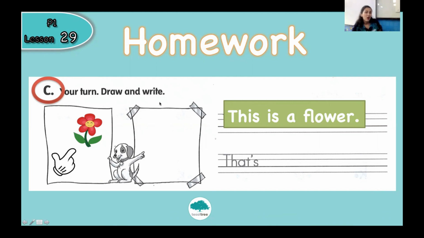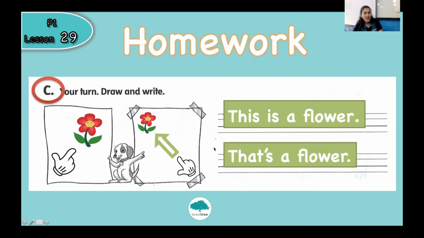And here in this box, next, you have to draw another picture. For example, I draw a point, an arrow, and a flower. It means that a point and a flower are very far away from each other. And you have to write your sentence right here. That's a flower. Got it? Good, P1. I hope you will finish your homework and let's check it next time.